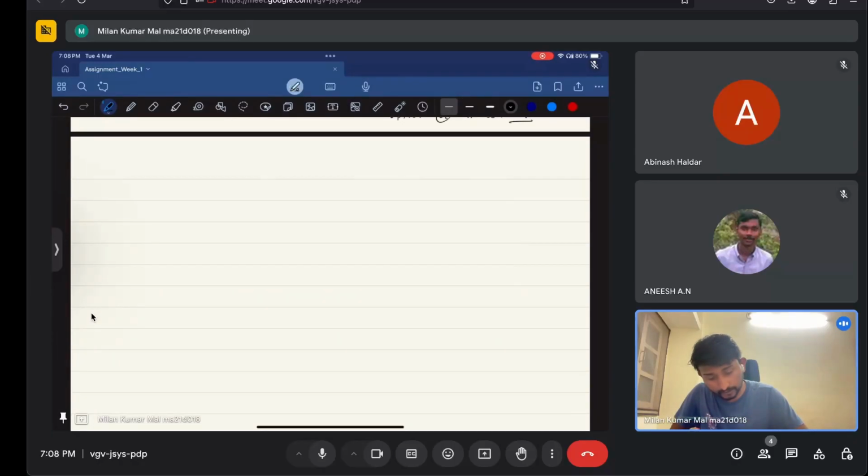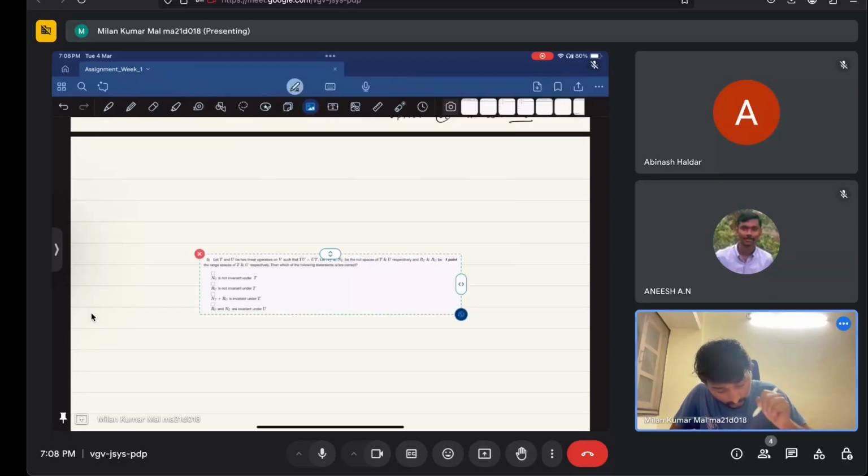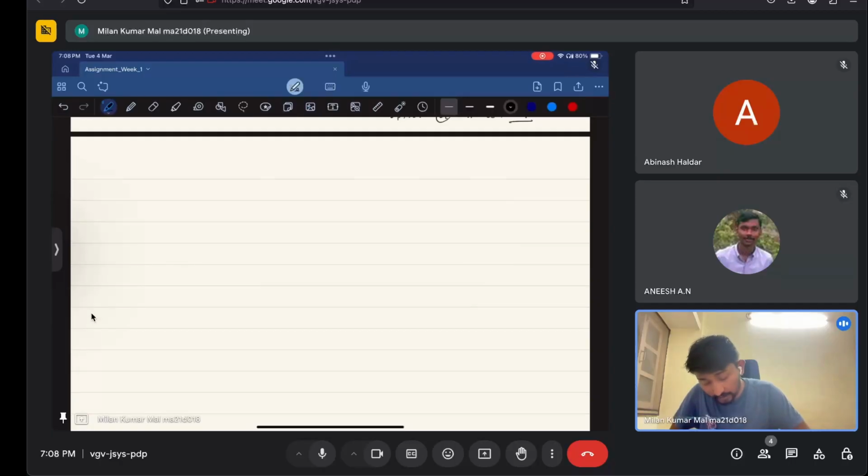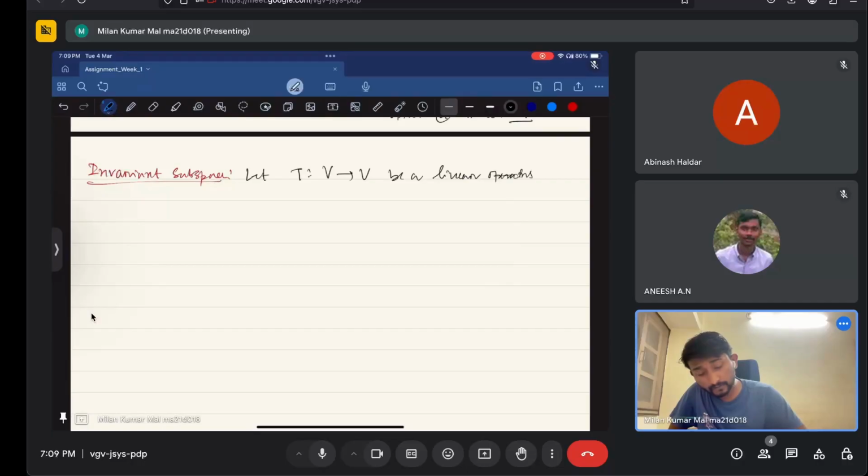I think this is an invariant subspace related problem. Just let me check once. So what is an invariant subspace? I'll just give a short, quick definition. Let T from V to V be a linear operator on a vector space V. Here we are not considering whether V is finite dimensional or not. It is true for every vector space V. Let T be a linear operator on a vector space V over a fixed field F, for example.